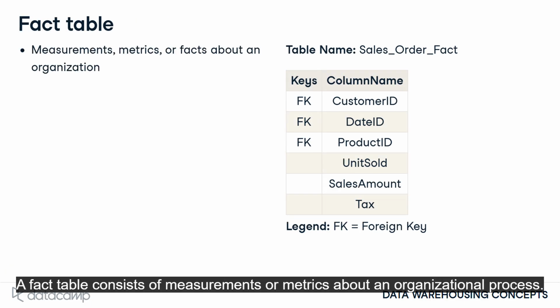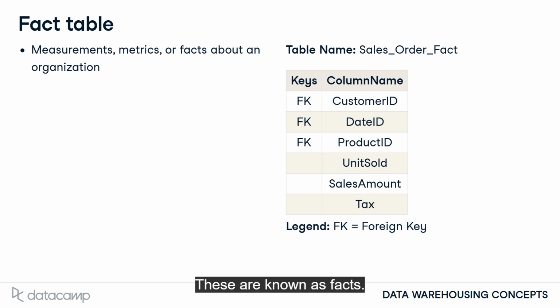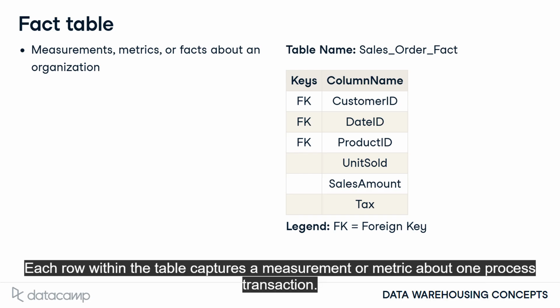A fact table consists of measurements or metrics about an organizational process. These are known as facts. Each row within the table captures a measurement or metric about one process transaction.